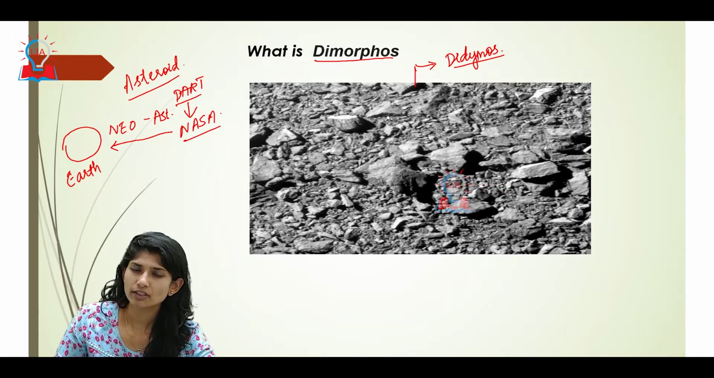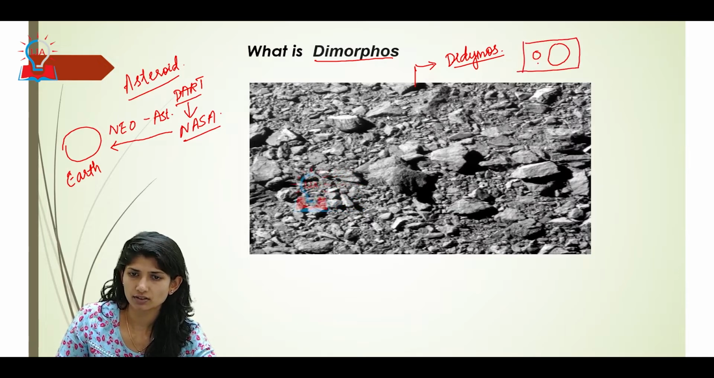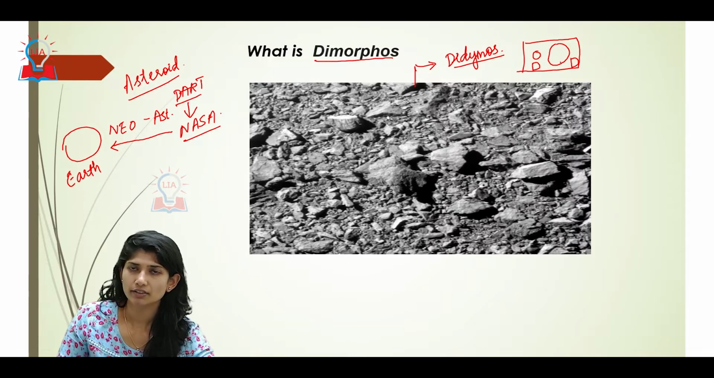Now if Didymos is the one we have actually developed DART to use against, why was Dimorphos used? Because Dimorphos and Didymos are binary asteroids. See, this is Dimorphos, this is Didymos. Comparatively, as in the diagram, Dimorphos is smaller compared to Didymos.